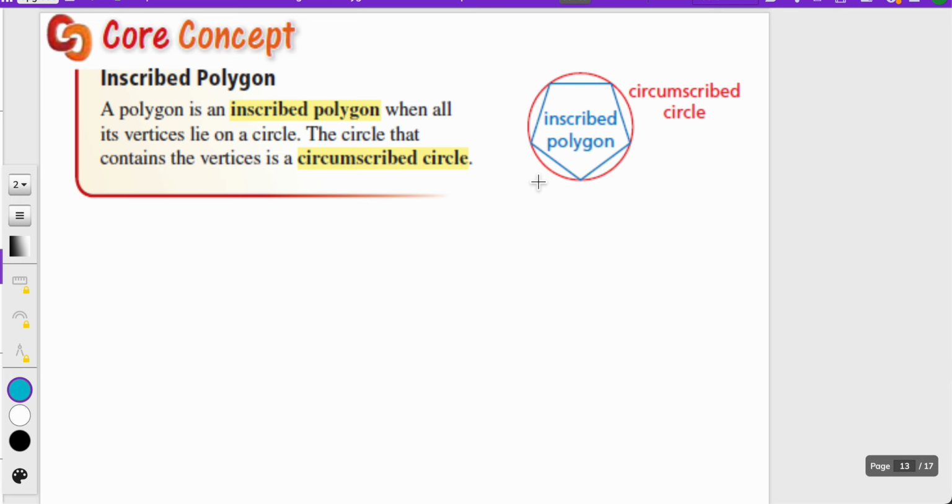Next up, we're going to look at inscribed polygons. I apologize about the bell.